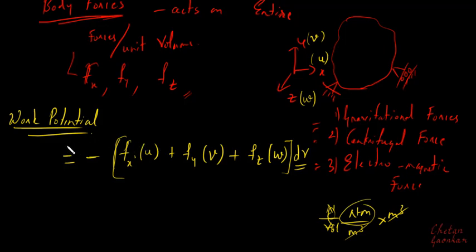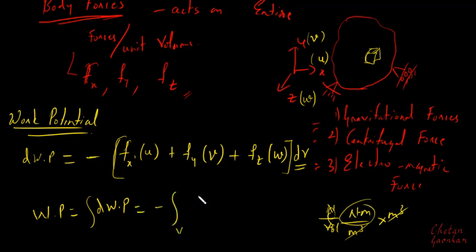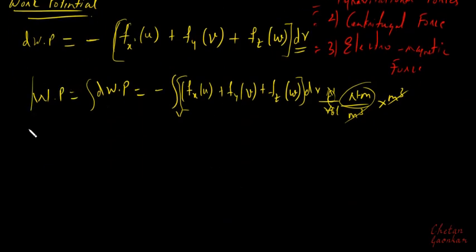Now, of course, this is the small work done on the small element. And if I want to find the work done on this entire body, then I will have to integrate this over the entire volume: fx into u plus fy into v plus fz into w, times dv. So this is the expression for work potential.